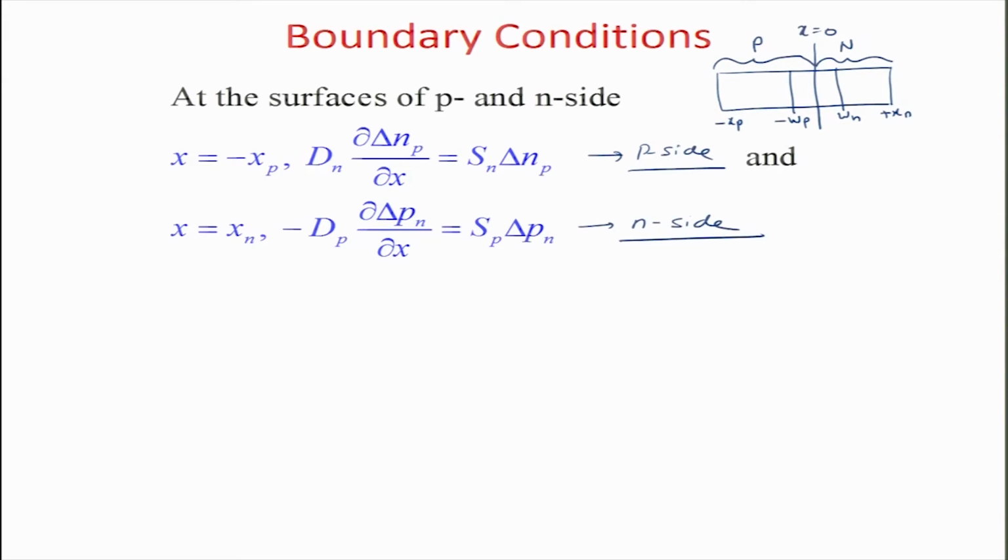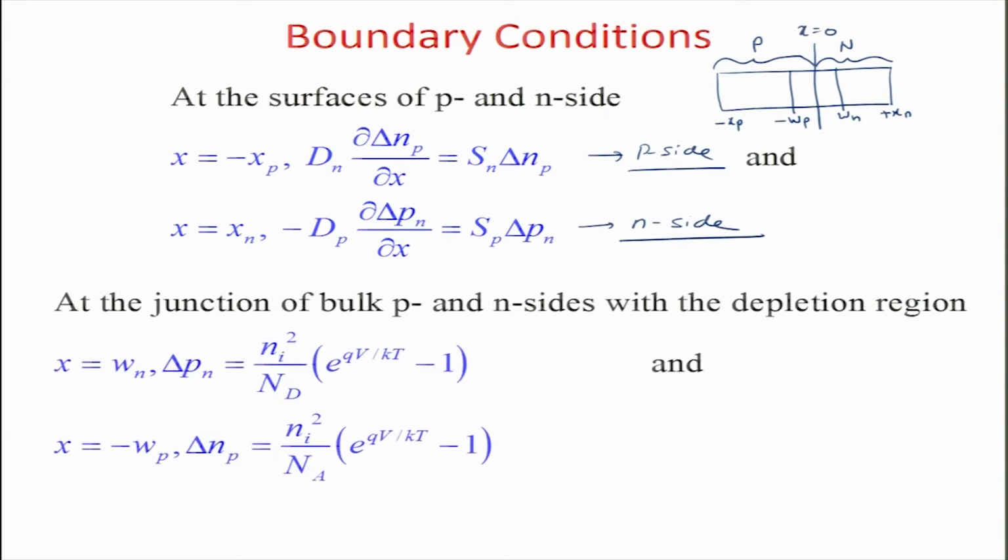And then we have the next condition, at the junction of the bulk P and N sides with the depletion region, that is at x is equal to Wn and minus Wp. So, at x is equal to Wn, delta Pn is equal to Ni square by Nd into exponential of qV by kT minus 1, and delta Np is Ni square by Na into exponential of qV by kT minus 1. V is the same as the applied voltage, as we have seen from the previous analysis of the PN junction in dark. So, these conditions are similar to what we saw in dark.